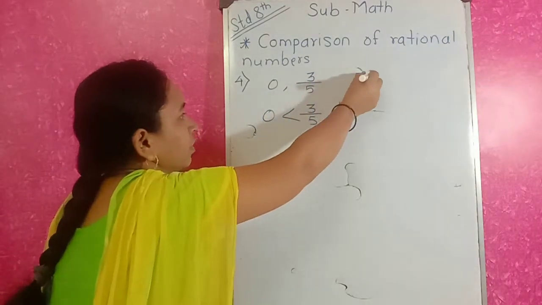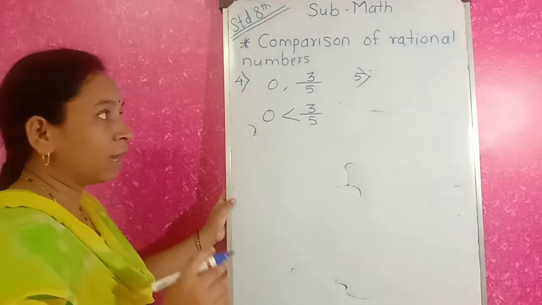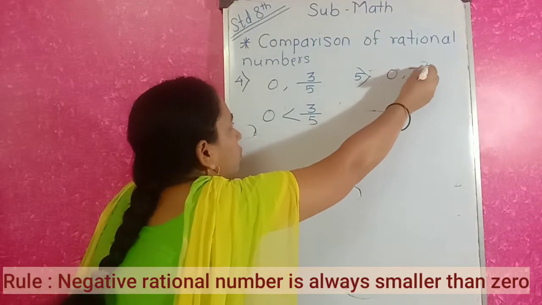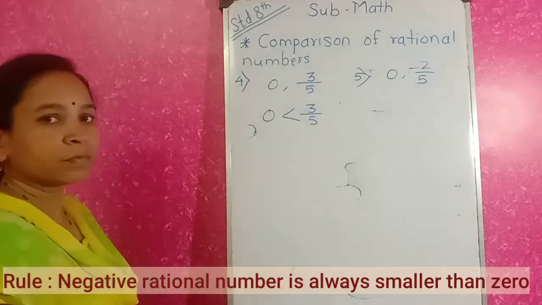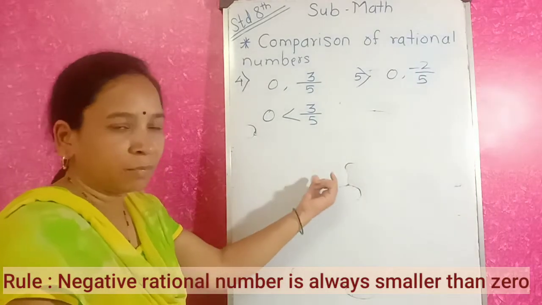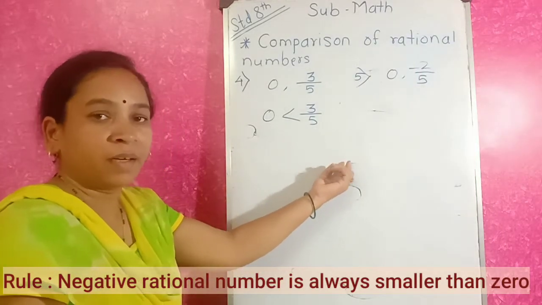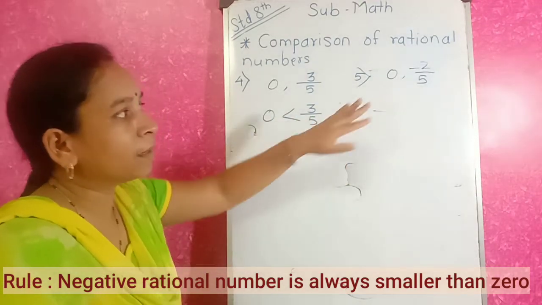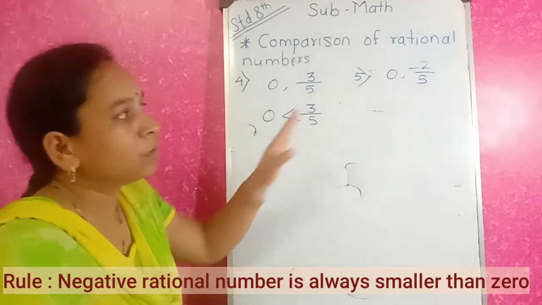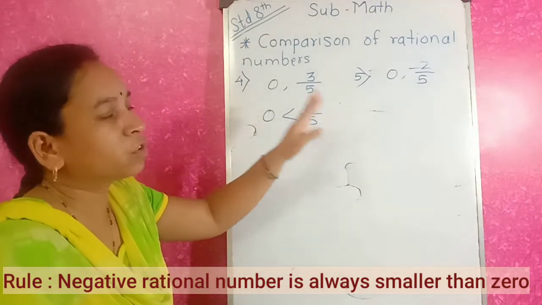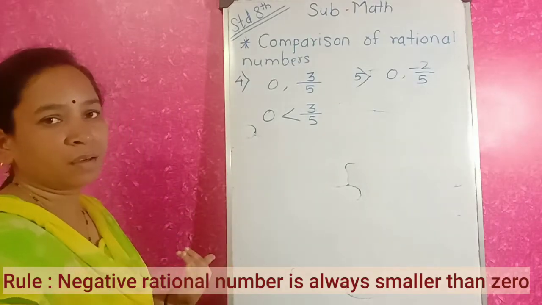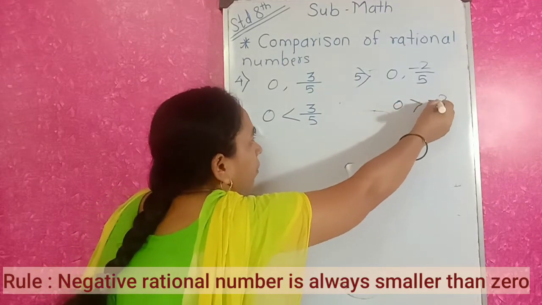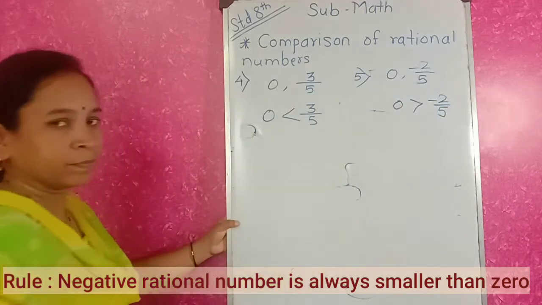Now in this fifth example, I'll compare 0 with a negative number. So 0 and minus 2 upon 5. Students, on the number line, 0 is in the middle and negative numbers lie on the left side of that 0. So while comparing these two rational numbers, 0 is always greater than the negative numbers. So here by direct comparison, 0 is greater than minus 2 upon 5.